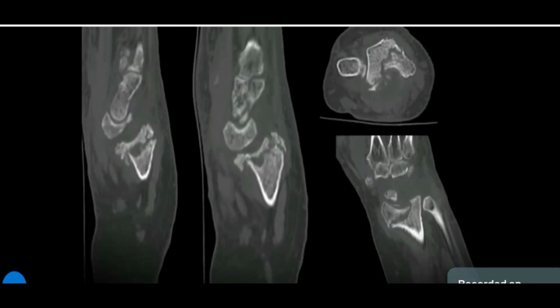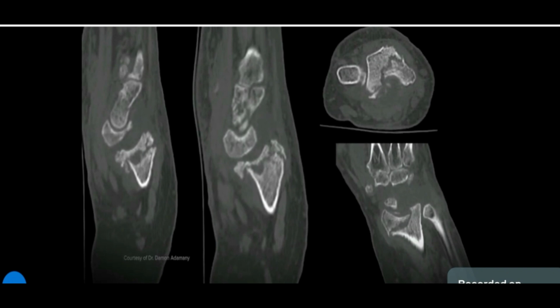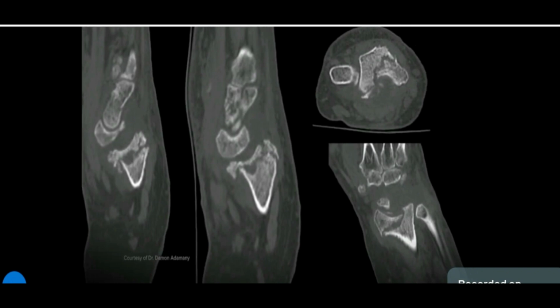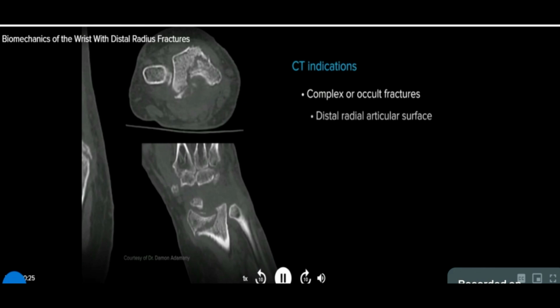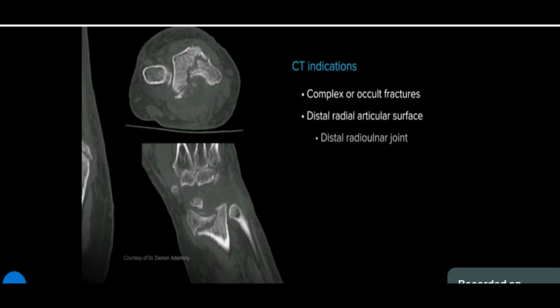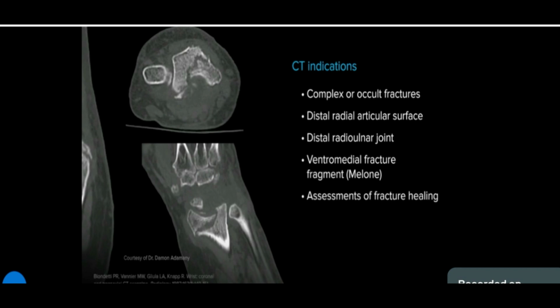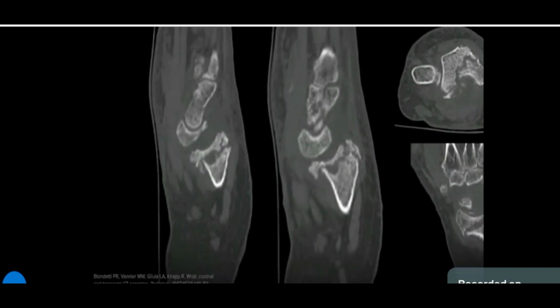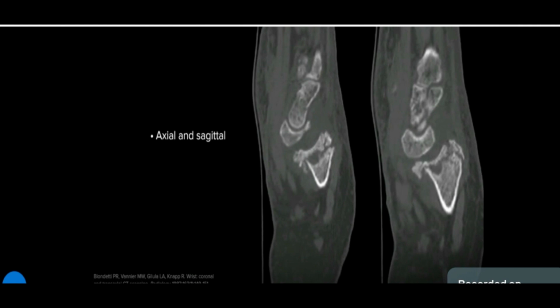A CT scan can give significant information in comparison to conventional radiographic evaluation of complex or occult fractures, distal radio-articular surface, distal radio-ulnar joint, ventromedial fracture fragment as described by Melone, assessments of fracture healing, and post-surgical evaluation, especially when plain films are normal. Imaging in axial and sagittal, or axial and coronal planes with 2 millimeter contiguous sections is usually sufficient.